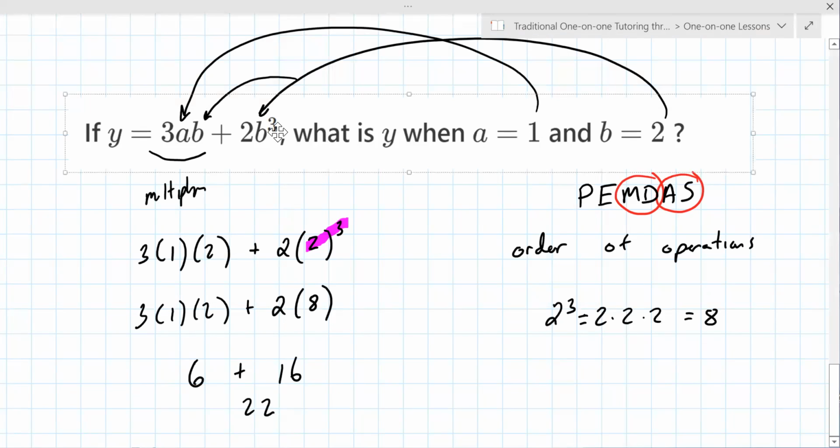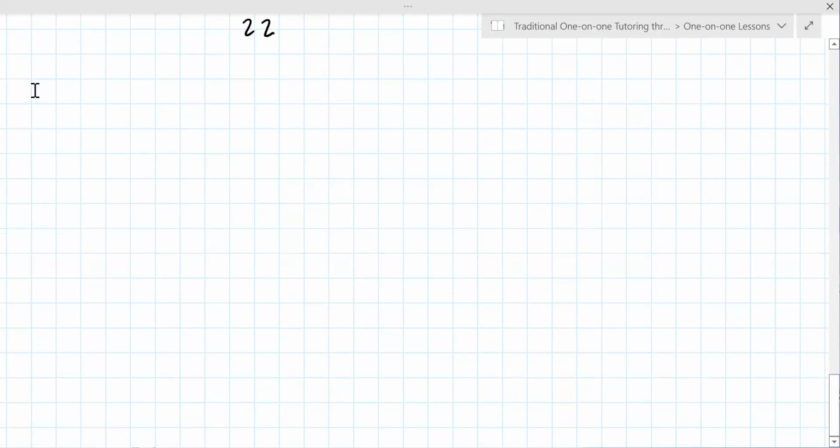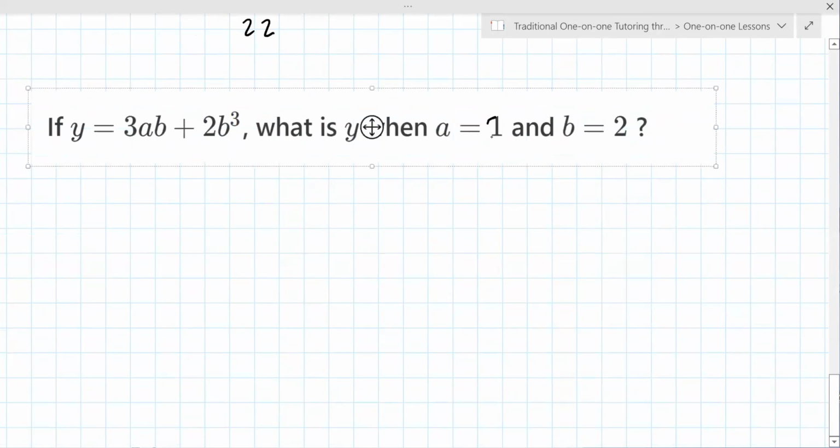Any questions on this one? Because I'd like to give you one like this to try on your own. Okay, so now let's say that a is 2 and b is 1. I'd like you to work this out on your own for a being 2 and b equaling 1.